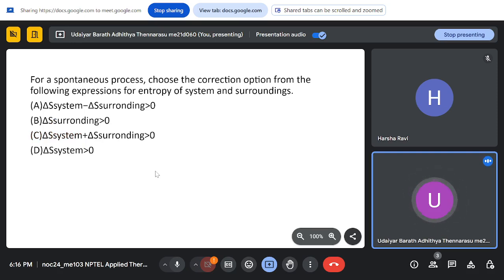So moving on to the next question. For a spontaneous process, choose the correct option from the following expressions for entropy of system and surroundings. The entropy change of system minus entropy change of surroundings is greater than 0. The entropy of surroundings should be greater than 0. System plus surroundings should be greater than 0. And system greater than 0. So the answer is option C. What this basically says is the second law: the total entropy change should be greater than 0. So your system and surroundings both come into play.